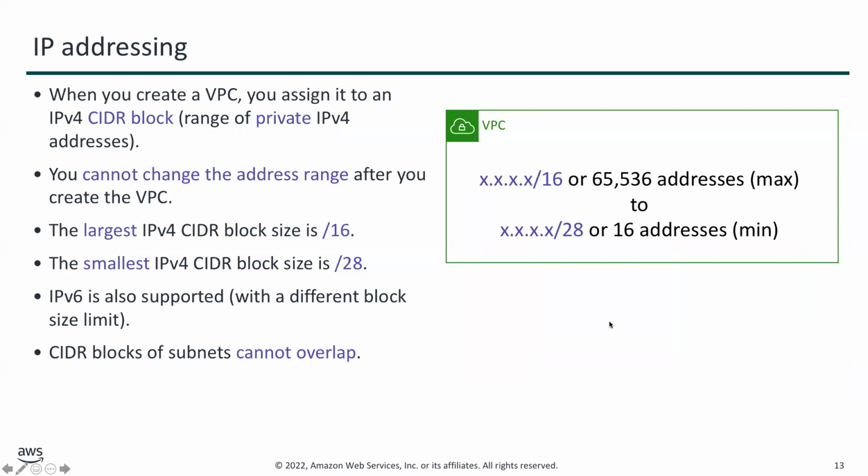IP addressing. When we create a VPC, we assign it an IPv4 CIDR block.